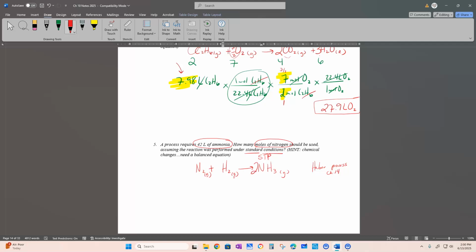It looks like I'm going to need a 2 on nitrogen and then a 3 on my hydrogen. So if I have 42 liters that I want to produce of ammonia, how many moles of nitrogen would be required? Okay, so same thing. I'm going to go 42 liters. And because I'm at STP, I can use my molar volume. 1 mole on top. And now let's get rid of ammonia. For every 2 moles of ammonia, I have 1 mole of nitrogen.